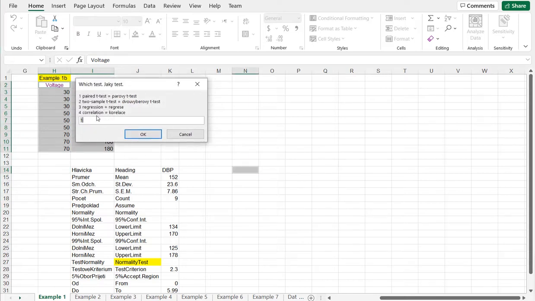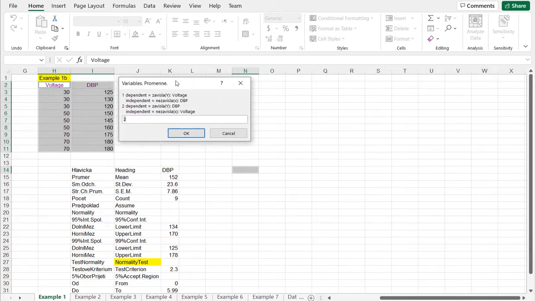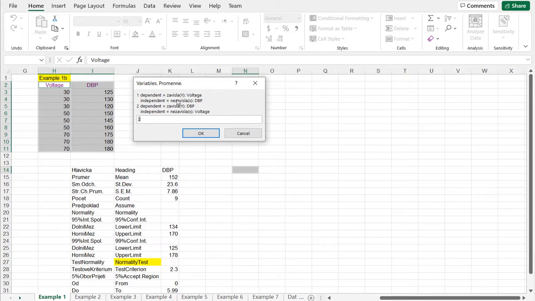Now, what kind of test do we want? Number 3. All right. You have the number. It's all very nicely programmed, the macro. So just follow its instructions. We want a regression. So 3, and now we want to tell it which is dependent and which is independent.